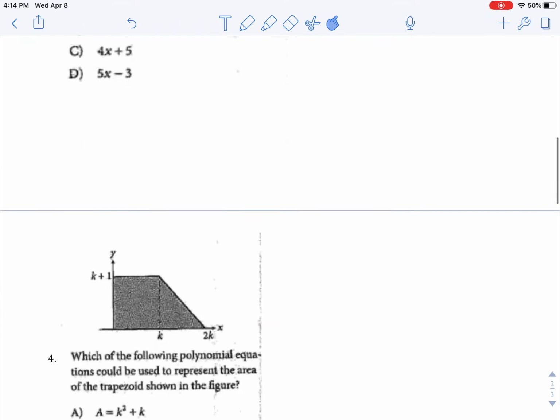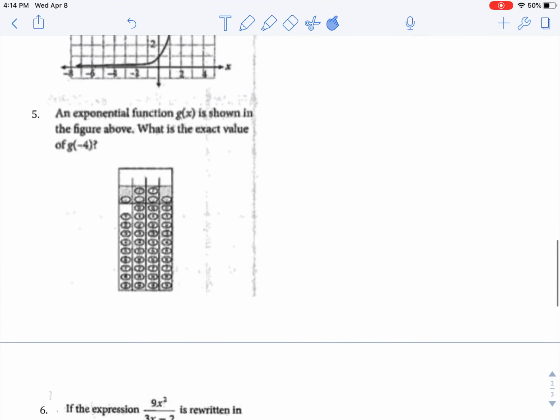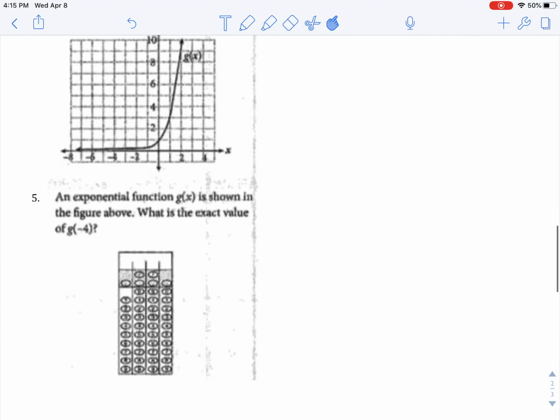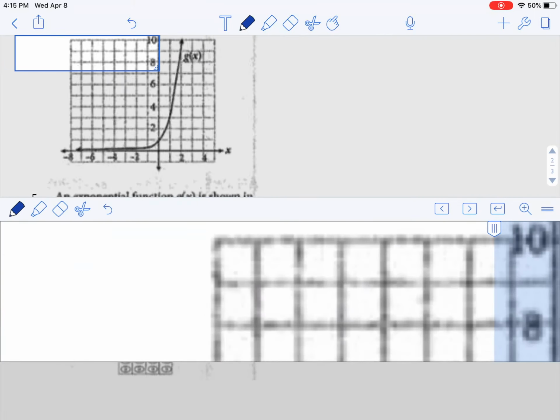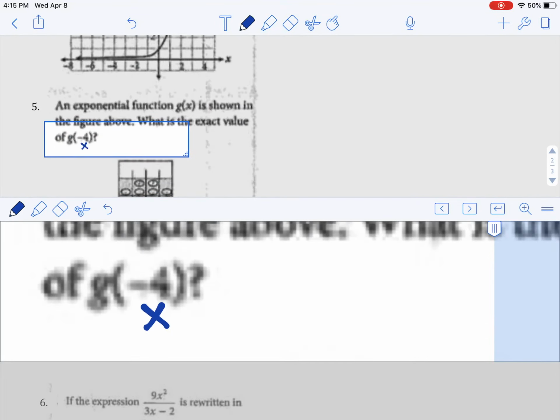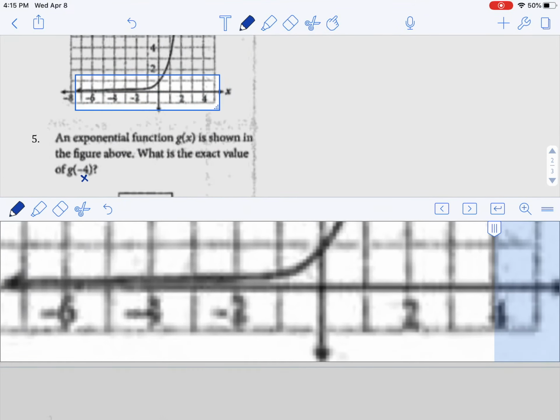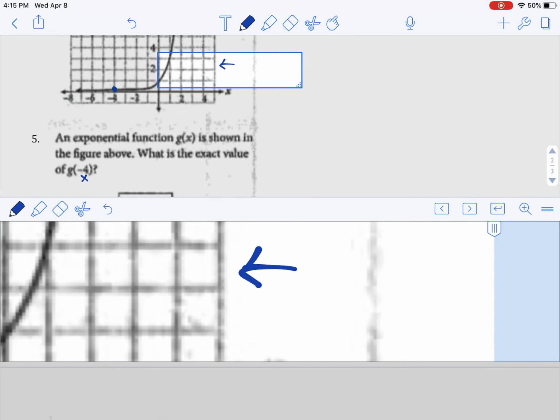I'm going to scroll down now to question 5, since that was the next one some of you had questions on. Question 5 is exponential, and it's pertaining to the graph above. It asks, what is the exact value of g of negative 4? So that's an x value, and the reason that's probably tricky is because you can't really determine that on the graph. I just put the point where x is negative 4, but you're going to have to estimate what y is. So because they want an exact value, what I need here is an equation for this graph.